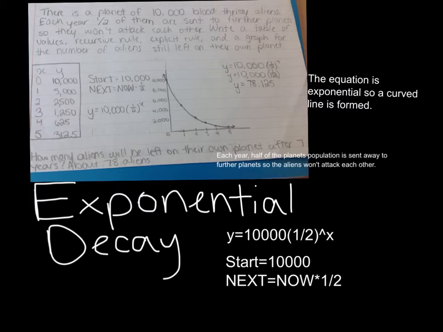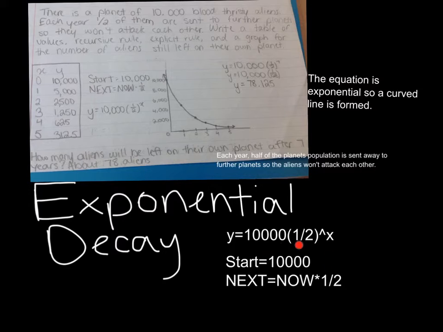The explicit equation is y equals 10,000 times 1/2 to the x power. 10,000 is the starting value because that's the number of aliens on the planet at the start. 1/2 is the number you have to multiply by the number you currently have to get to the next number. So the recursive rule is next equals now times 1/2, because 1/2 is the rate.